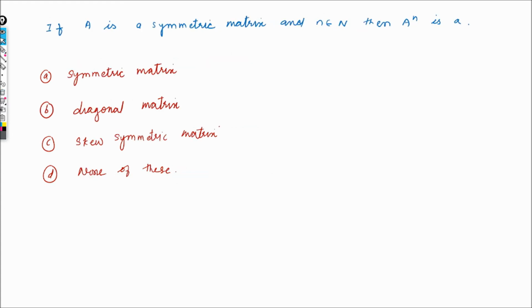If A is a symmetric matrix and A raised to n, I take its transpose. This can be written as A dash bracket raised to n. A dash is equal to A, so A dash bracket raised to n is equal to A raised to n. So the transpose of the matrix is equal to the matrix itself. That means it is a symmetric matrix.